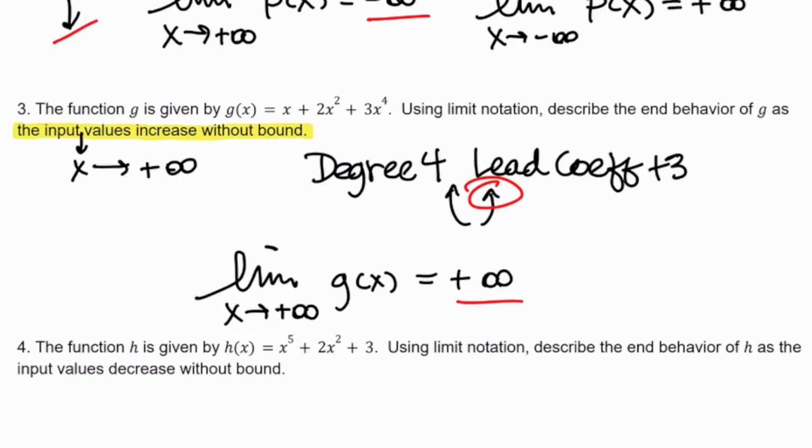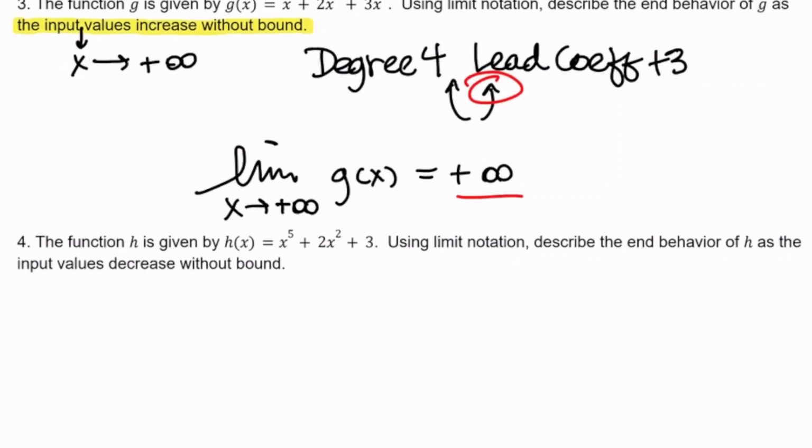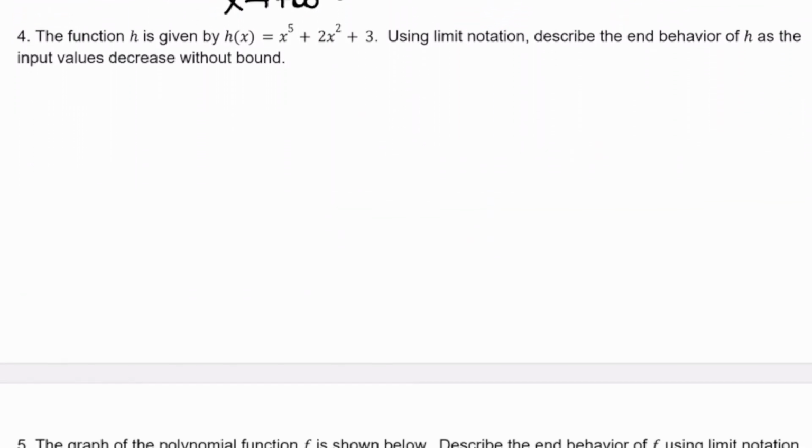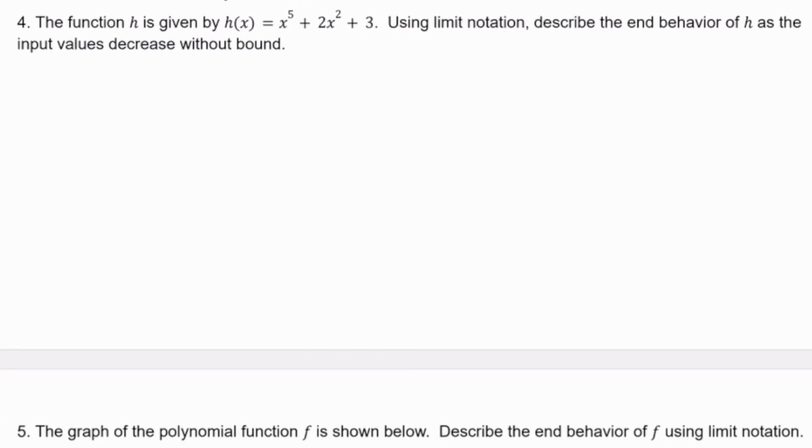Okay, and we've seen this language in AP Classroom on multiple choice items, so we definitely want you to be aware of this. And then the next one is using limit notation, describe the end behavior of h as the input values decrease without bound. So that's going to mean x approaches negative infinity.